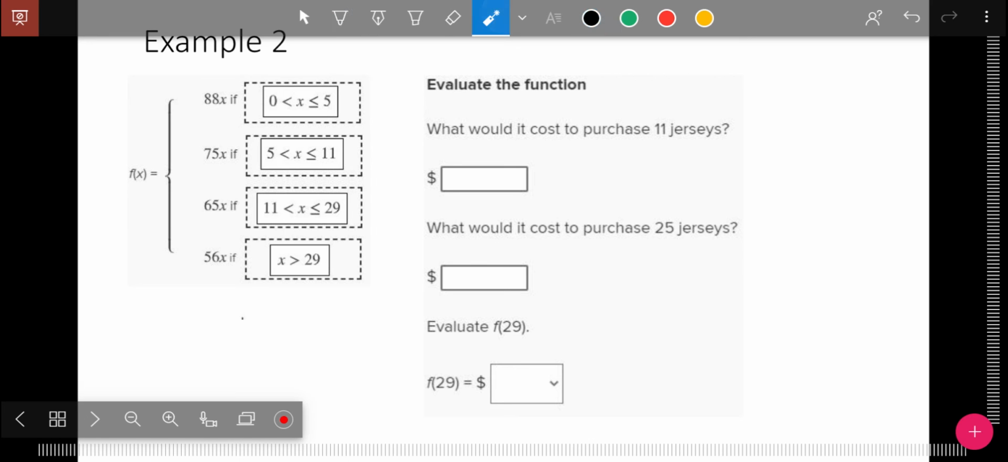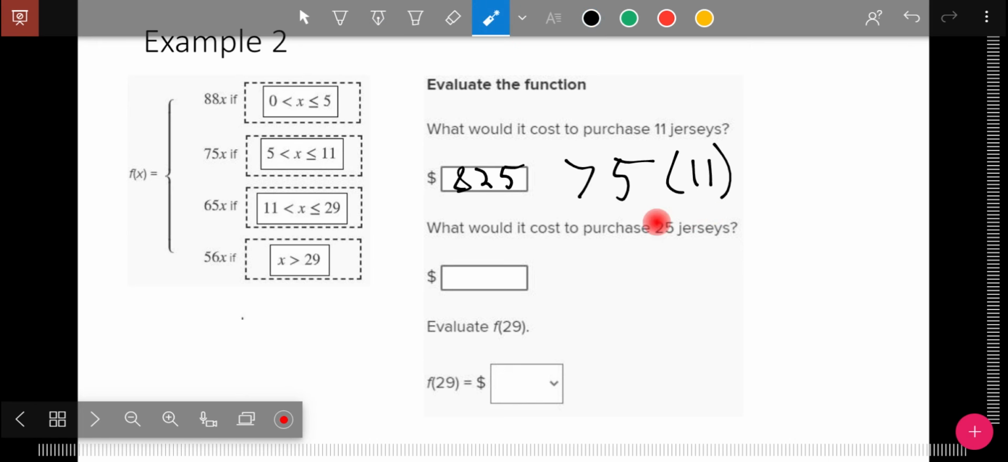And so where does 11 jerseys fit? There's 11 here and 11 here. So which one do I use? Well, this one has the or equal to, so it's included here. And so I'm going to do 75x, and x is 11. Type that into a calculator and get $825.